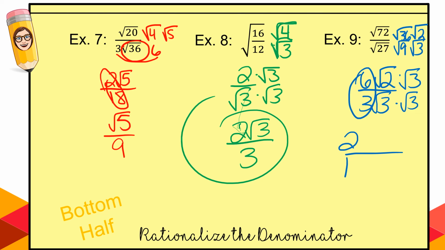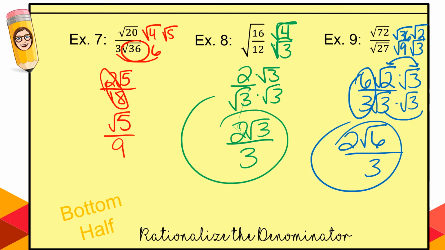Now let's deal with the radicals. Square root of 2 times square root of 3 is square root of 6. They're both radicands, we multiply them. Square root of 3 times square root of 3 is just 3. And 1 times 3, well, that's just 3. So I'm just going to get rid of that. And there is my final simplified radical.